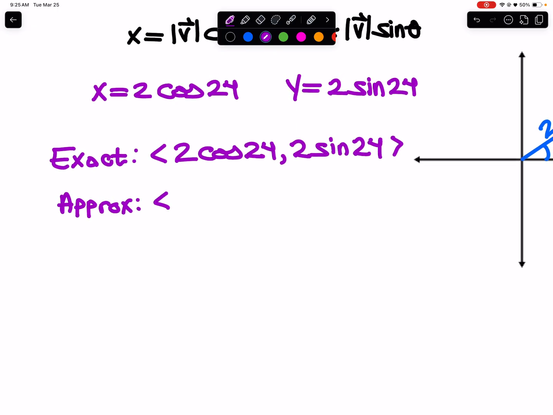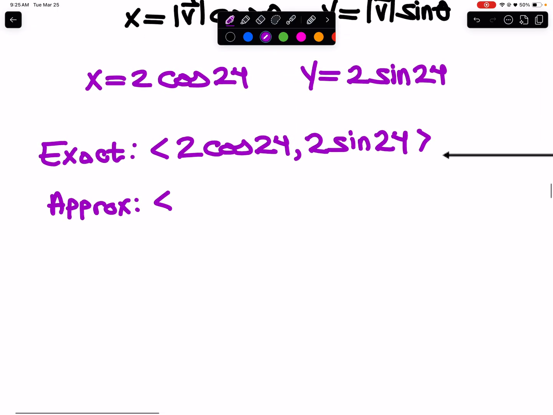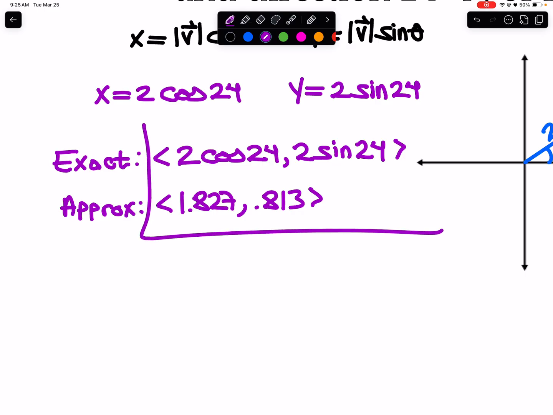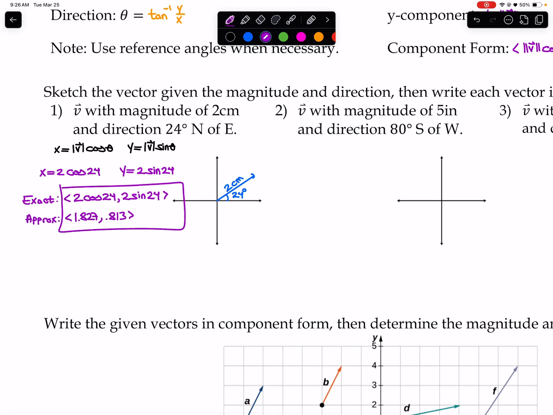So when I plug in 2 cosine 24, yes, I am in degree mode. So that's going to give me 1.827. And then comma, now I want to do 2 sine of 24, and that's going to give me 0.813. So depending on the context of the question, we may want the exact, we may want the approximate, but in this case, both of those could qualify to be your answer, depending on what we're looking for.